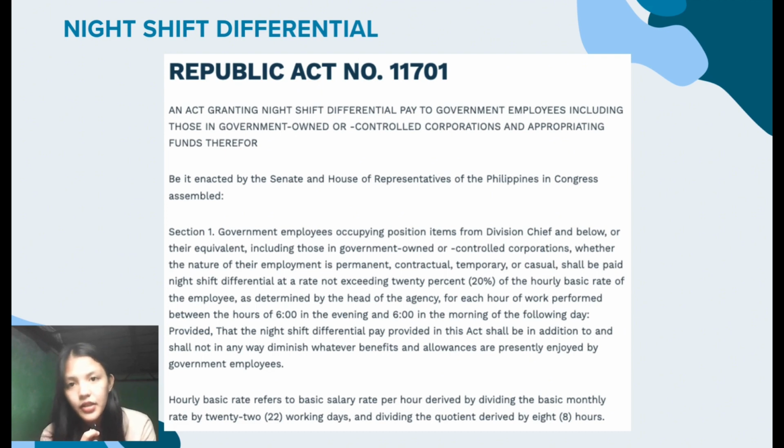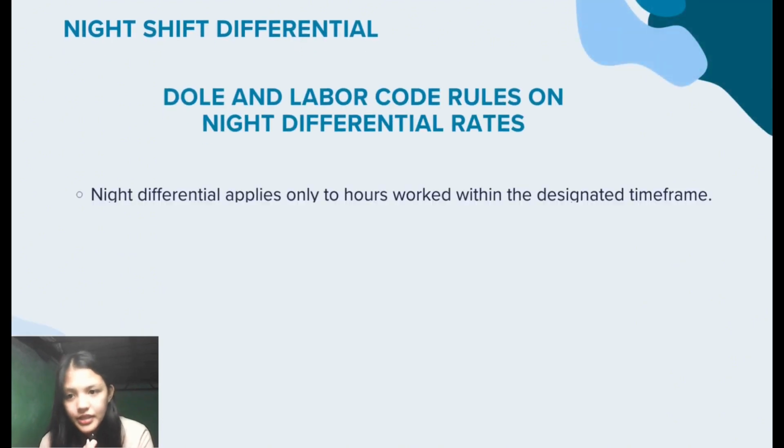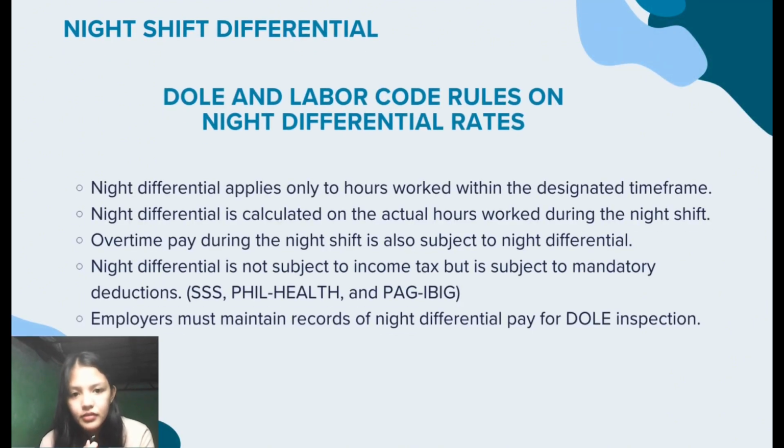Hourly basic rate refers to basic salary rate per hour derived by dividing the monthly rate by 22 working days and dividing the quotient derived by 8 hours. So here are some key Department of Labor and Employment or DOLE and Labor Code rules on night differential pay.